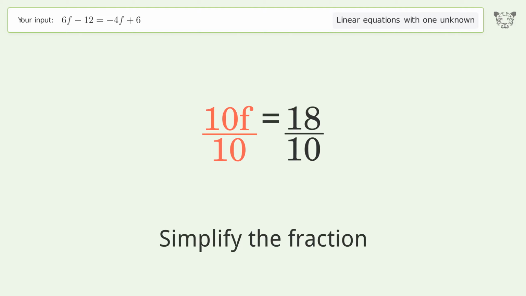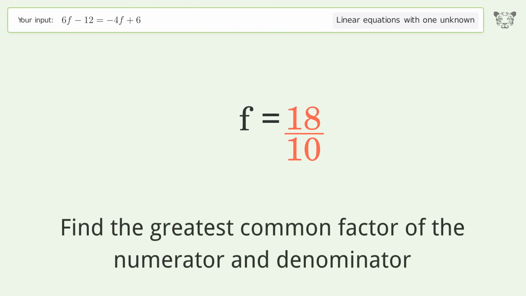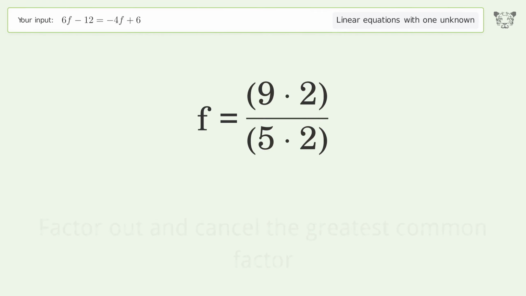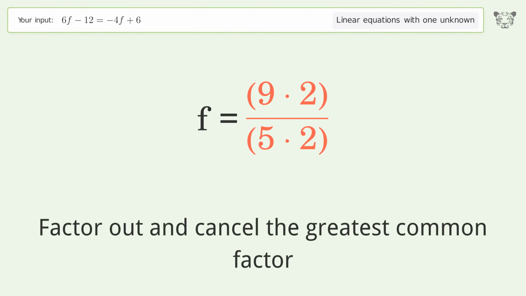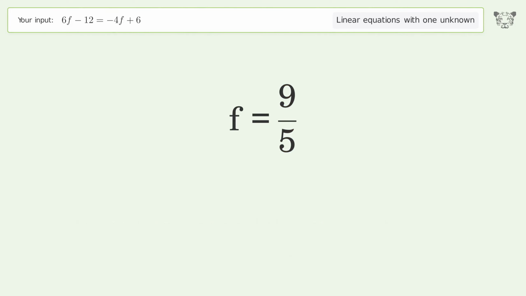Simplify the fraction. Find the greatest common factor of the numerator and denominator. Factor out and cancel the greatest common factor. And so the final result is f equals 9/5.